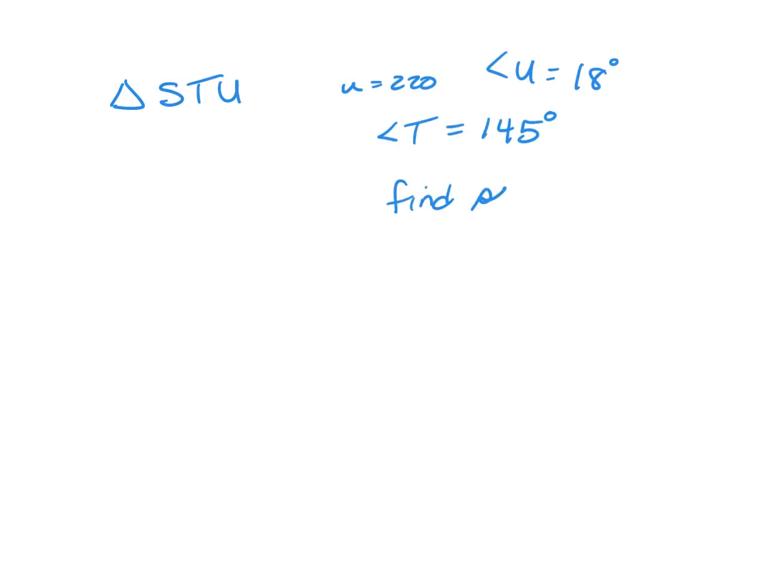I'm going to first draw my triangle. And we're just going to put STU. And we know that angle T is 145. Don't worry that it's not to scale. Angle U is 18. And we have that little u is 220. Does everybody understand where I put the numbers? Yeah. And they want us to find little s.